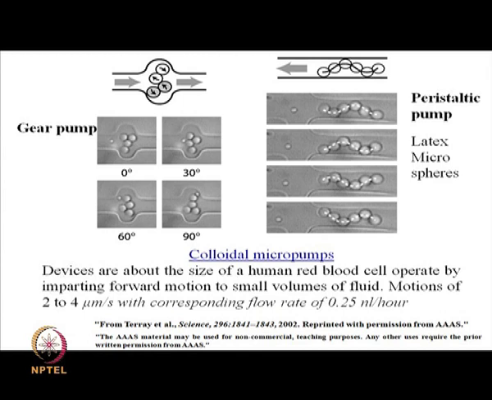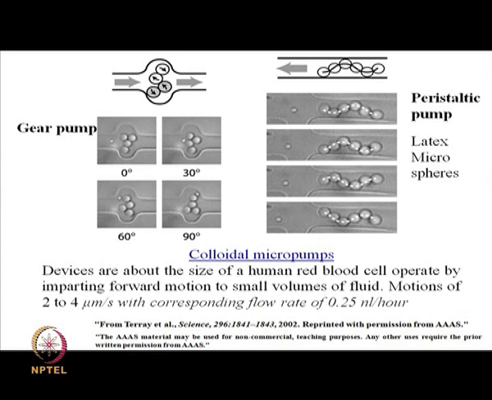So the motions of these particles can be as small as 2 to 4 micron per second, but interestingly this would give rise to a flow which is only of the order of nanoliter per hour. So if you have a reaction taking place and you have to supply reactants in a very small device at a very small flow rate, you cannot have normal pumps, a peristaltic pump or such pumps. Then one has to devise, and this is an example of how to design a pump based on the motion of latex microspheres.